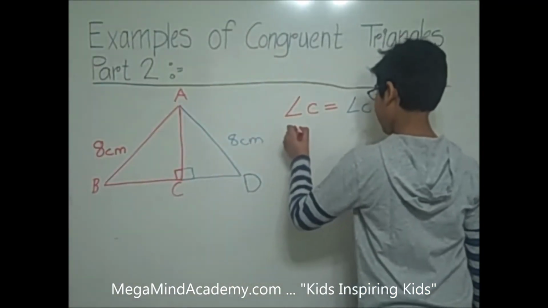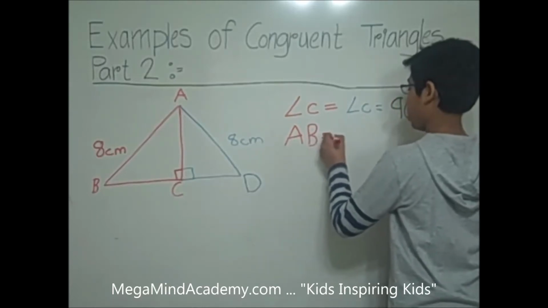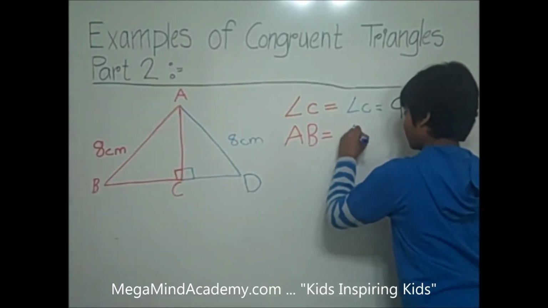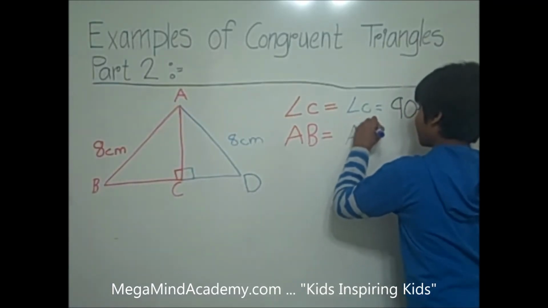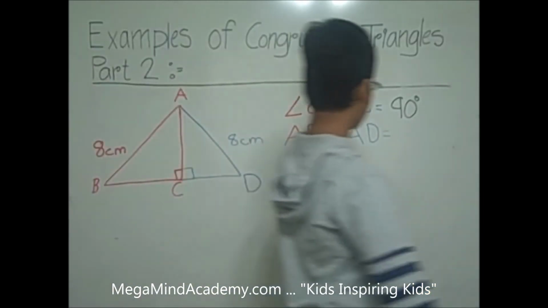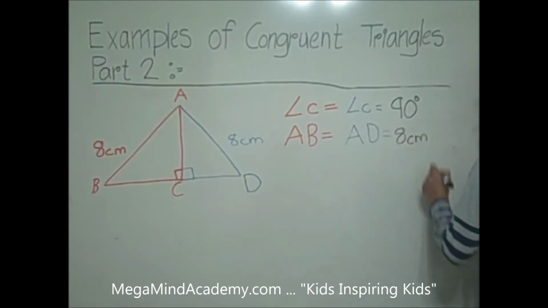Side AB is equal to side AD for the blue triangle, which is equal to 8 centimeters.